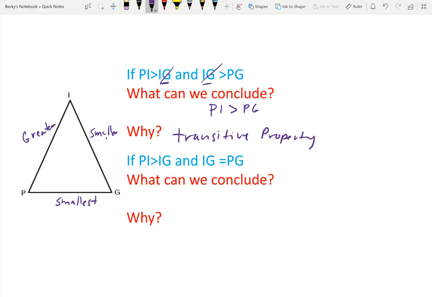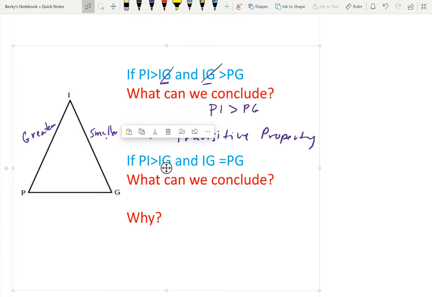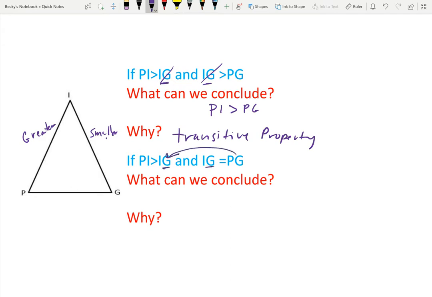Next, PI is greater than PG. Okay, so we have the greater side and the smaller side. And as we talked about before, if you have something that is equal, we can take this out and replace it with PG. So PI is equal to PG, and this is not the transitive property. This is substitution.